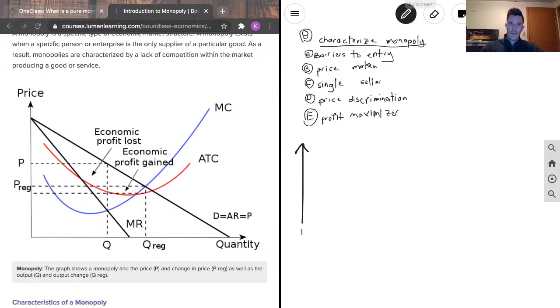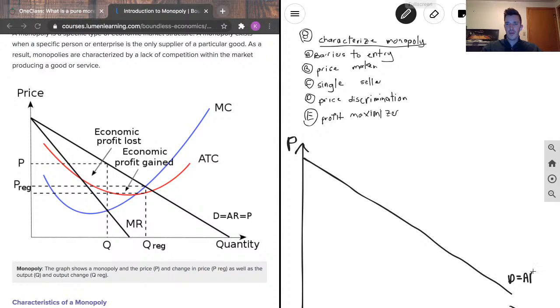So we've got, as is commonly seen, quantity on the x-axis and price on the y-axis. We've got our demand curve sloping down. With a monopoly, demand is also going to be equal to average revenue and is also going to be equal to the price they charge. So this is where the price discrimination comes in.